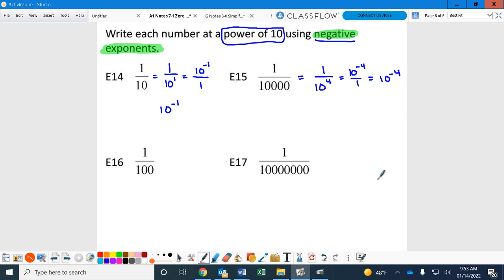Guys, you'll get to where you can do these without all those steps because it's straightforward. So like on the next one, it's got 2 zeros. So this would be 10 to the what for my answer? Negative what? Negative 2. Again, the process is 1 over 10 to the second. Move it up to the top. It'd be 10 to the negative 2 over 1, which is 10 to the negative 2.